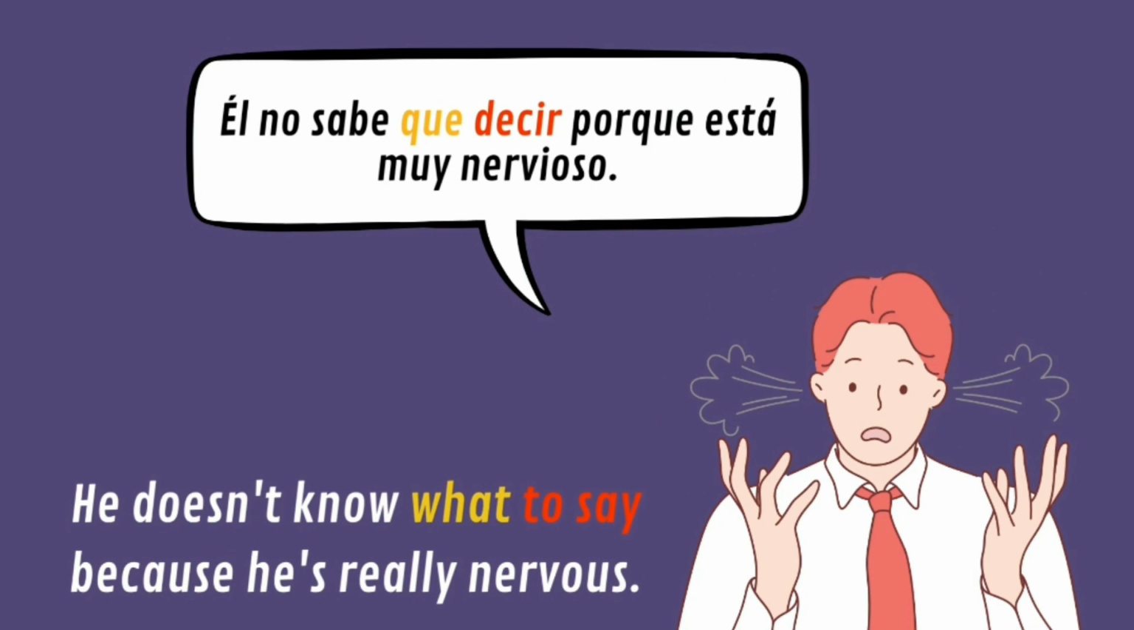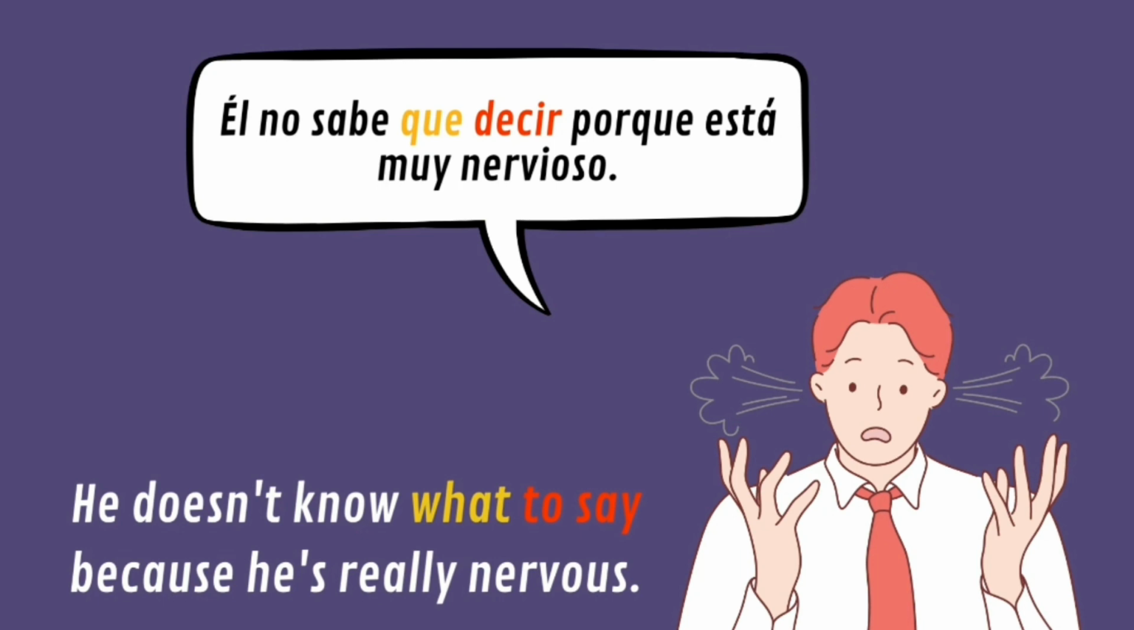Now let's see another sentence. Here we have, he doesn't know what to say because he's really nervous. Okay? If you want to say this, in Spanish you have to say, he doesn't know, él no sabe, he doesn't know, él no sabe. Okay, and then we're having the word what. But next to the word what, we have a verb in infinitive form, so we just have to put que in Spanish, okay? Not lo que, just que.